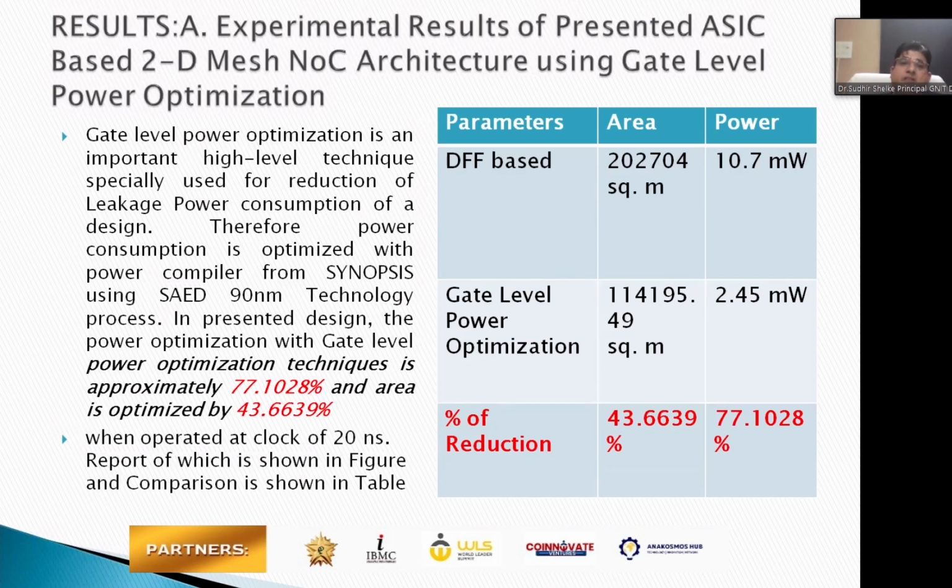So the D flip-flop is converted into the SRAM in my design, tested, and ultimately for this particular SRAM design, I have used gate level power optimization. Previously the area of that particular chip was this one. By using the D flip-flop and the SRAM with gate level power optimization, the area is significantly reduced, and ultimately that area is reduced by 43.669%. The power previously consumed was 10.7 milliwatt, and that has been significantly reduced to 2.45 milliwatt.